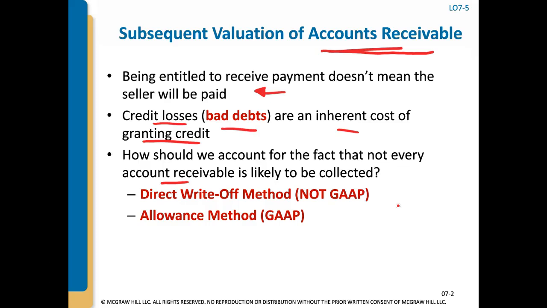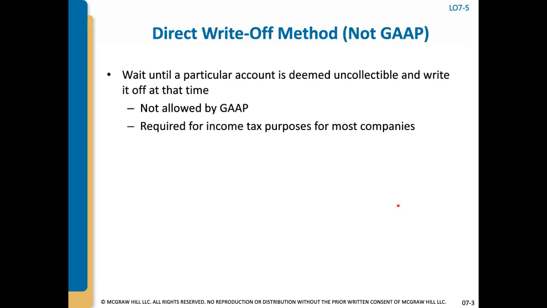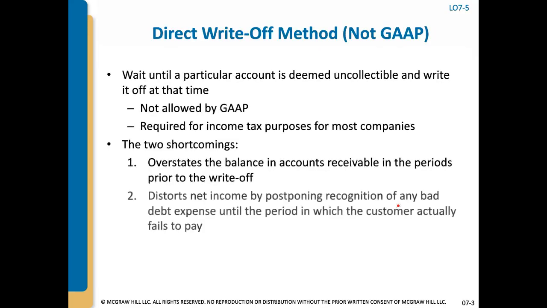The first method is the direct write-off method, which is not allowed by GAAP, but it is required for tax, and the second is the allowance method. We're going to spend more time on the allowance method in this video. But just quickly, the direct write-off method is exactly what it sounds like. We wait until a particular accounts receivable is deemed uncollectible, and at that point, we just write it off.